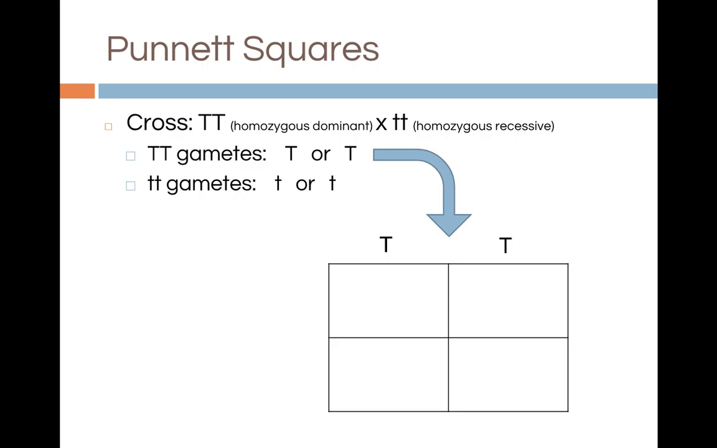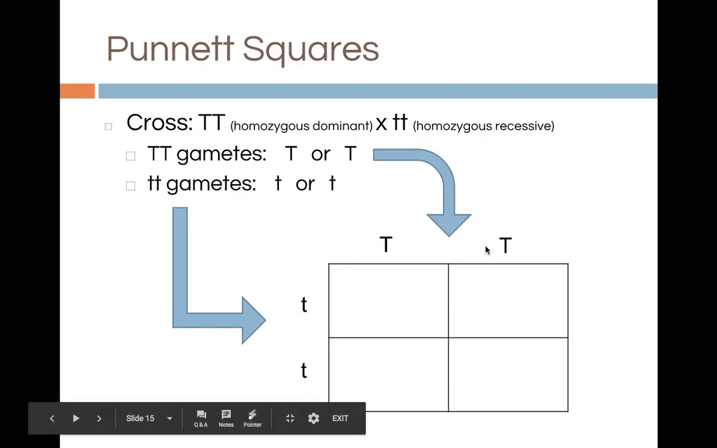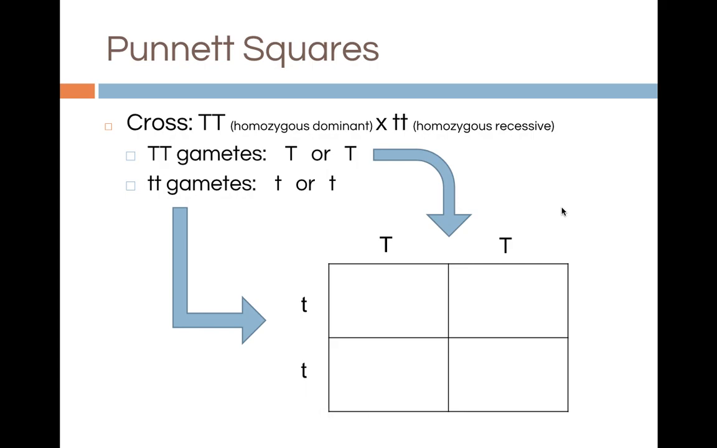The other parent is going to be the exact opposite. So little t, because again, all the gametes they can make are the same, and they're going to go over here. So again, you put the genotype of the parents along the top and along the sides. It does not matter which parent goes where. And then all you have to do is fill in the boxes.